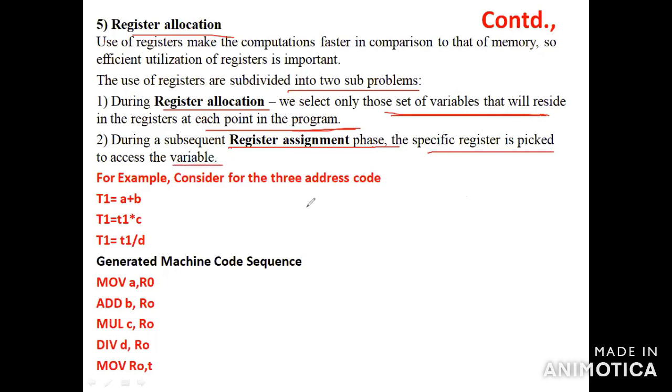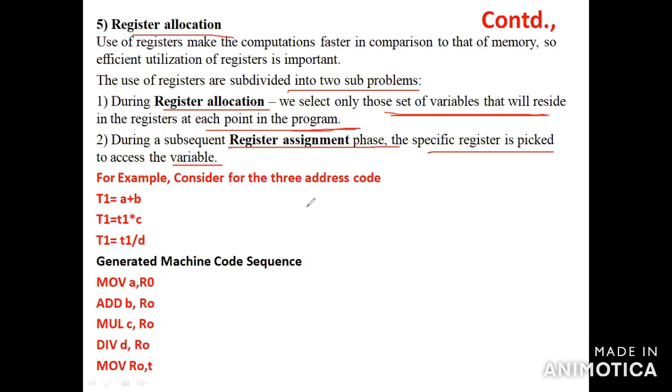So there are two important activities done while using registers. First one is register allocation, second is the register assignment phase. In register allocation, you select the appropriate set of variables that will reside in registers. In the register assignment phase, you pick the specific register, and based on that, you assign the corresponding variable that will reside in it.